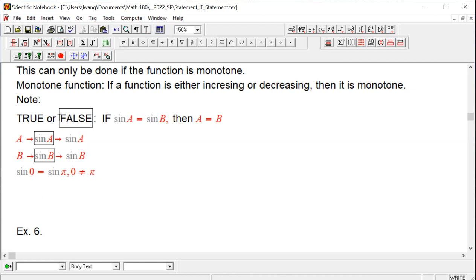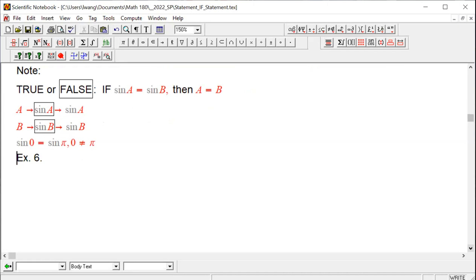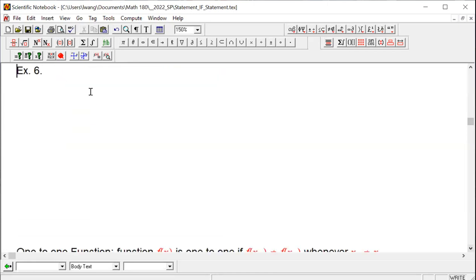Okay, let me give you another example. This lesson is an introduction to if statements in general. I'm going to give you a variety of examples, and then we're going to focus on each category for an extended period of time, for longer. But here our focus is on if statements.